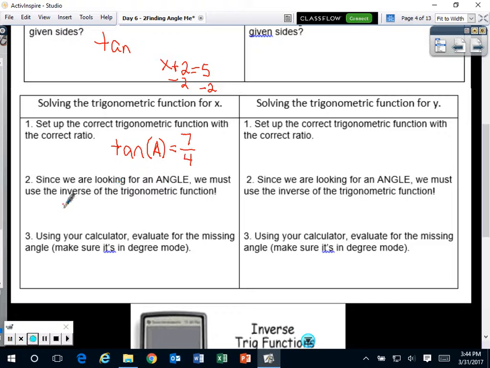Well, the opposite of tangent is called tangent inverse. And the way we write it is tangent with what looks like a -1 exponent. Now, it's not really an exponent, that's just how we write tangent inverse. So I'm going to take the tangent inverse of both sides, because whatever I do to one side, I got to do to the other. So tangent inverse of tangent A is equal to tangent inverse of 7/4. Sorry, that's a 4. The tangent inverse of tangent, they cancel each other out. So all I'm left with is A on that side. And on the other side, I have tangent inverse of 7/4.